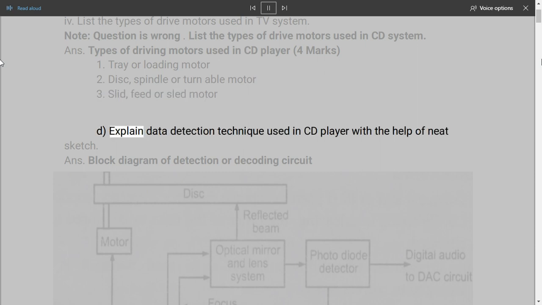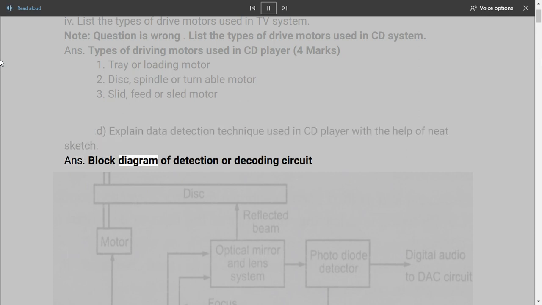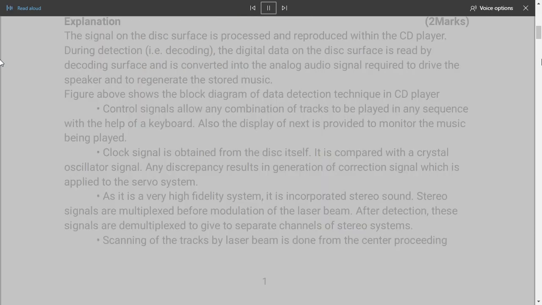D. Explain data detection technique used in CD player with the help of neat sketch. Answer: block diagram of detection or decoding circuit. Explanation, 2 marks. The signal on the disc surface is processed and reproduced within the CD player. During detection, i.e. decoding, the digital data on the disc surface is read by the decoding circuit, and is converted into the analog audio signal required to drive the speaker, and to regenerate the stored music.